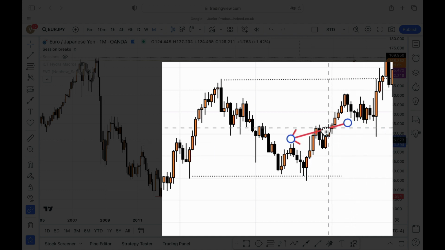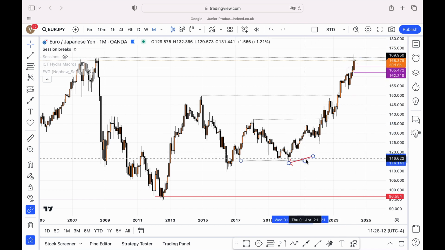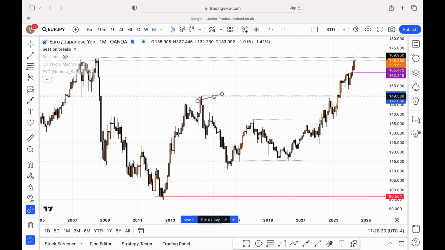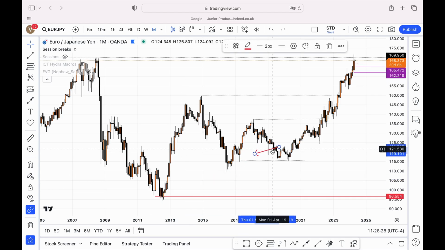So here's an example right here. Before this run to this destination, it taps into liquidity right at the bottom right here, as you can see. And before it ran up this leg, it tapped into this liquidity right here. So this is how you frame liquidity zones within any price chart. But in simple terms, liquidity will reside above old highs or old lows.